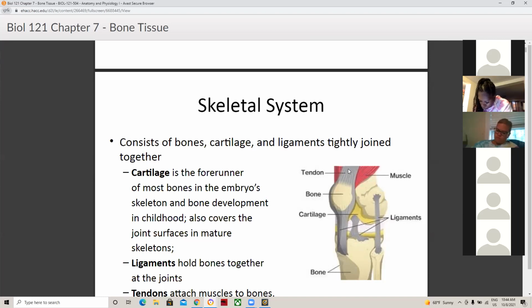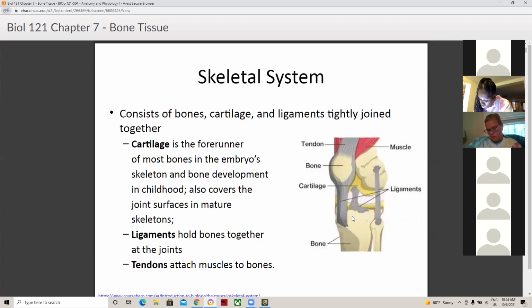It also covers the mature surfaces of joint surfaces. It covers the joint surfaces in mature skeletons, allowing for reduced friction, or less or no friction, at joints. We have ligaments that hold bones to bones at joints. We have tendons that hold muscles to bones. Both cartilage, ligaments, and tendons are all part of the skeletal system.